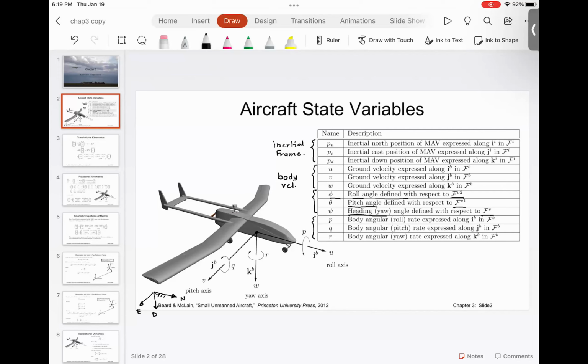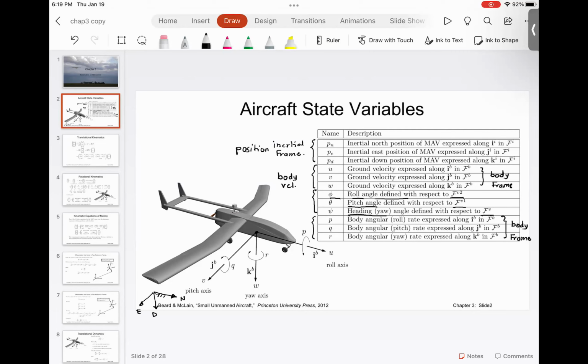So I need to write this down. The first is position. Second one is body velocity. When I say body velocity, this is in body frame. And these angular velocities are again in body frame. And these roll, pitch, and yaw are with respect to vehicle, vehicle 1, and vehicle 2 frame. Everyone understood this? This is very, very important.